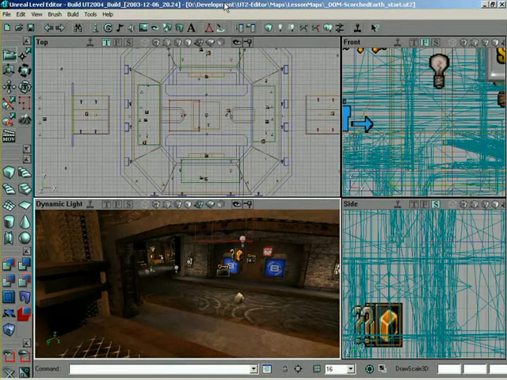With me tonight is my good friend Logan Frank. How's it going, Logan? Going good. It's awesome. So why don't you tell us, what exactly do we mean when we say level optimization?